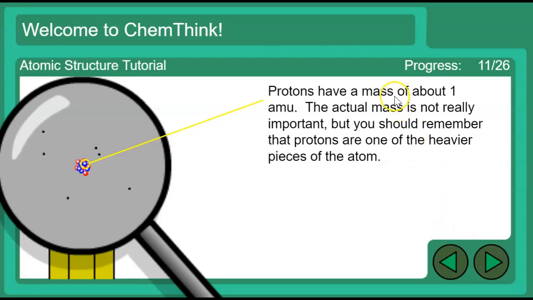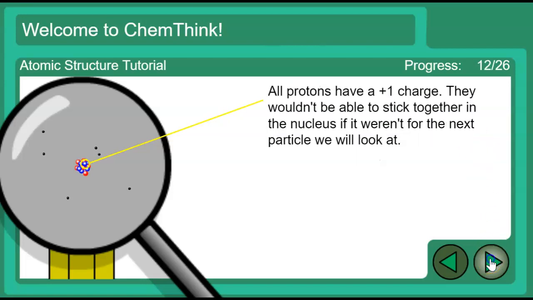Protons have a mass of about 1 AMU, or atomic mass unit. The actual mass is not really important, but you should remember that protons are one of the heavier pieces of the atom. All protons have a +1 charge. Protons are positive, right? They wouldn't be able to stick together in the nucleus if it weren't for the next particle we will look at.